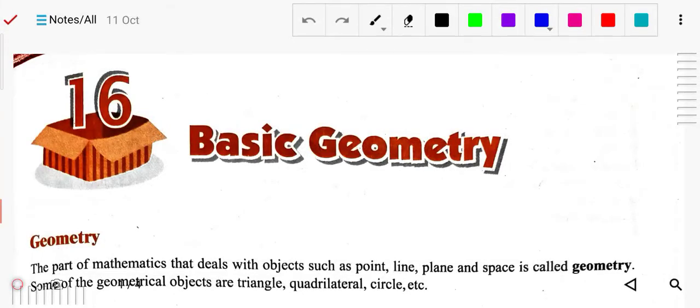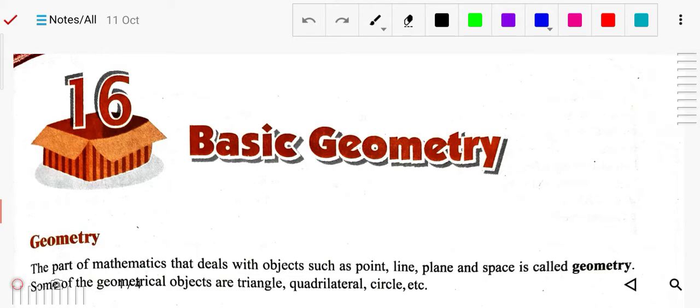Good morning, students. Today we will begin our new chapter, chapter 16, Basic Geometry. So, first of all, we should know what is geometry. The part of mathematics that deals with objects such as point, line, plane, and space is called geometry. Some of the geometrical objects are triangle, quadrilaterals, circles, etc. These are the examples of geometrical objects.